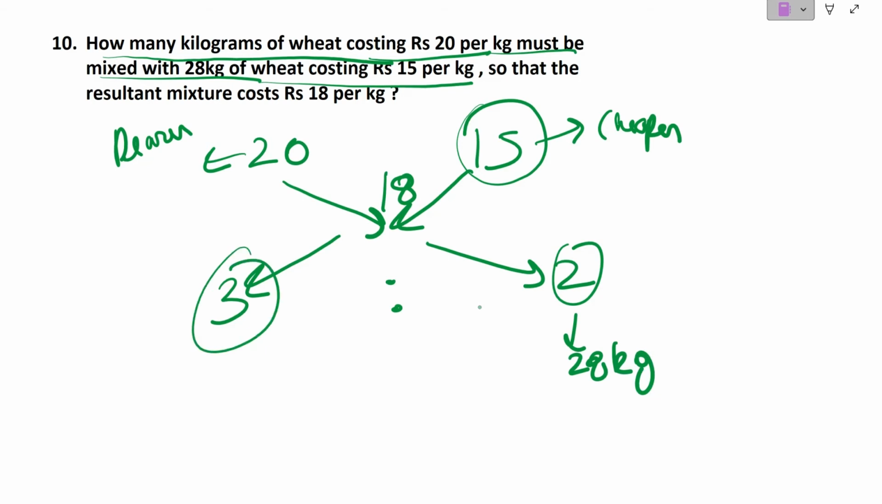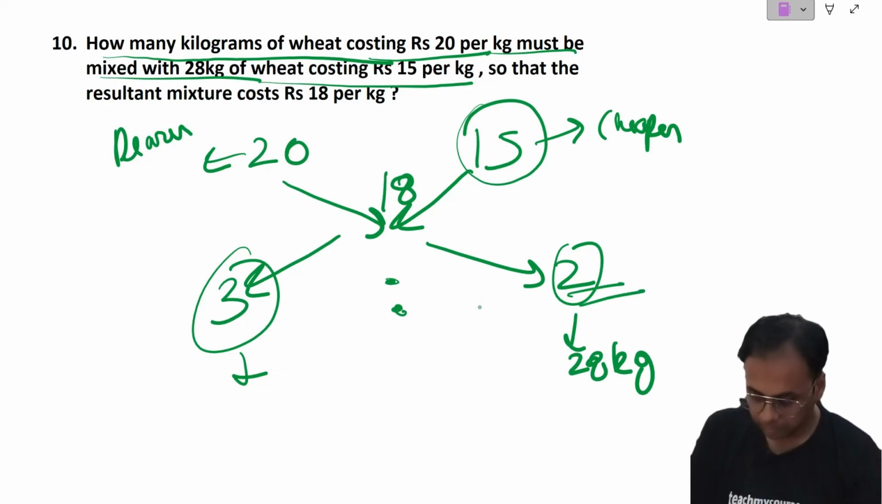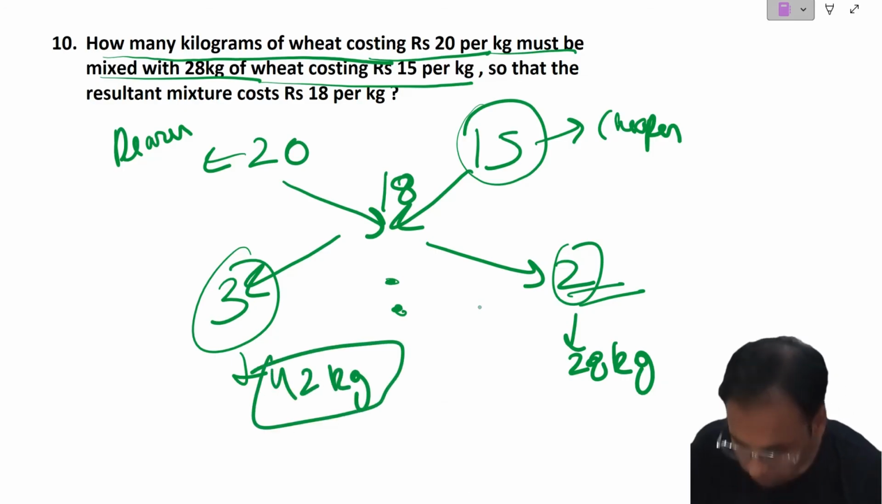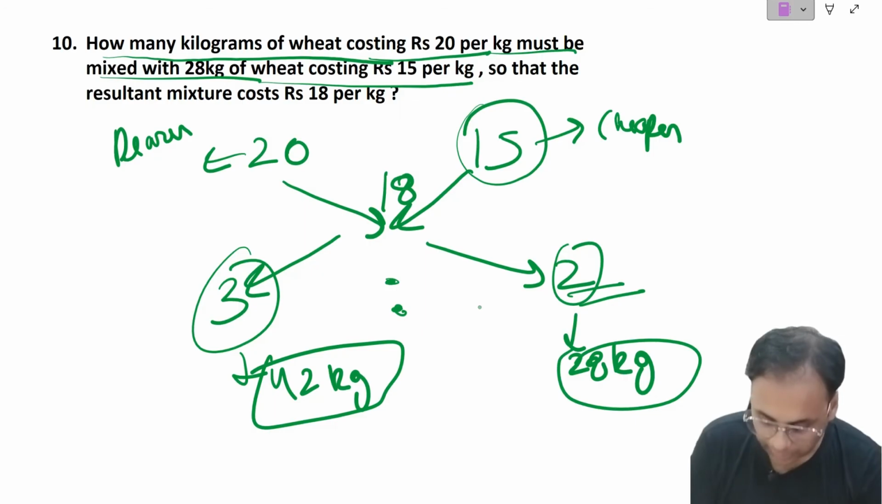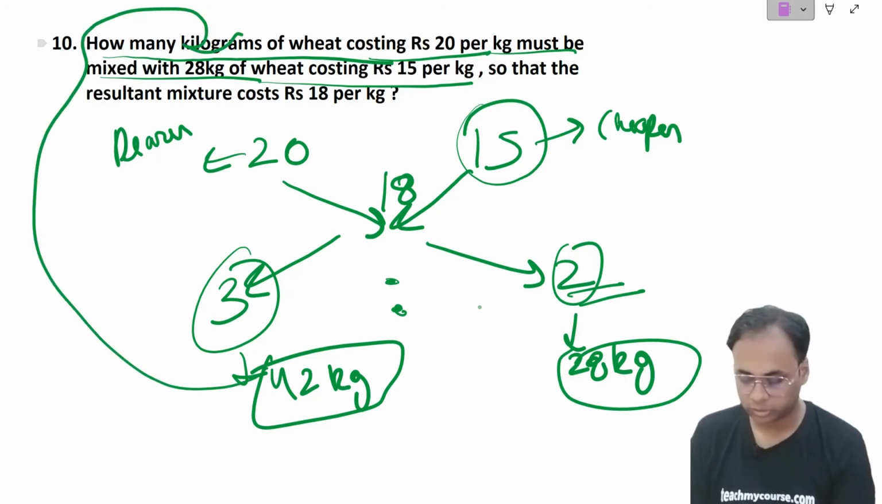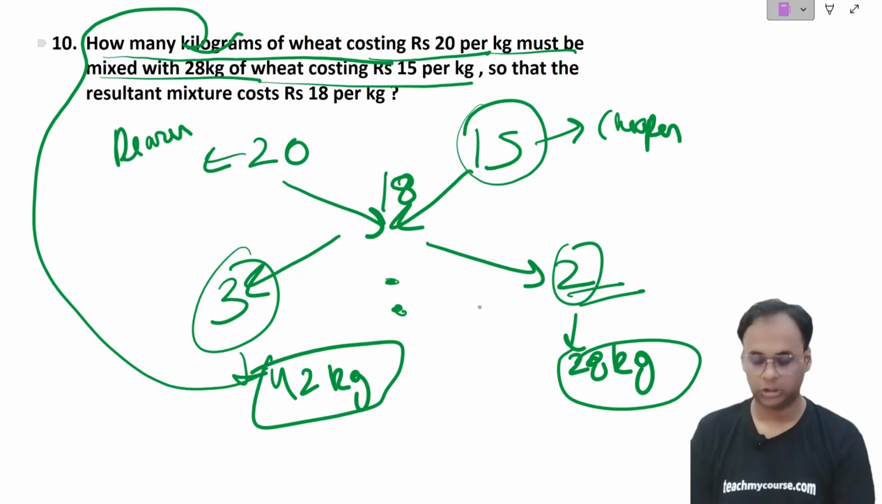Okay, and this ratio 3 corresponds to what? This 3 is to 2 is in respect to this 28 kg. So if 2 means 28, then 3 means 42 kg. Simple. It means that 42 kg is the answer. How many kilograms of wheat costing rupees 20 per kg must be mixed? So this is the answer, which is 42 kg.